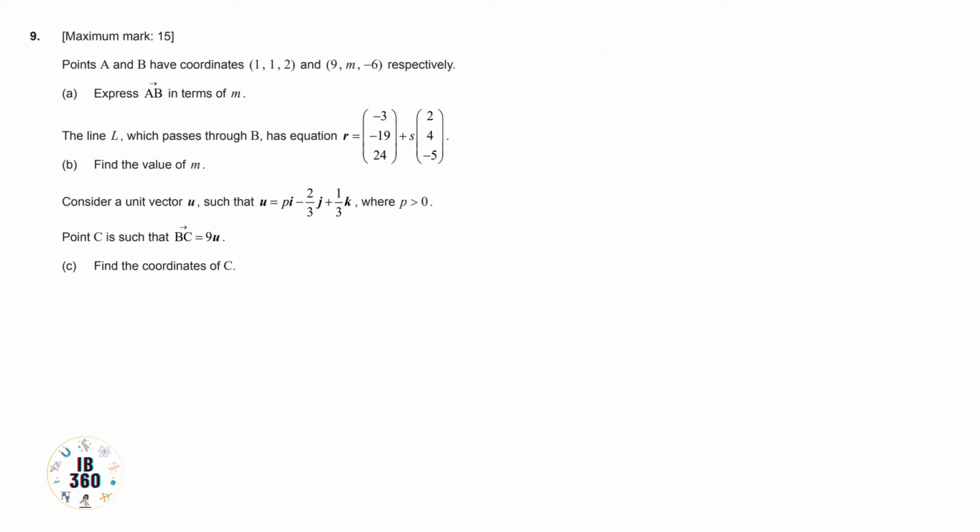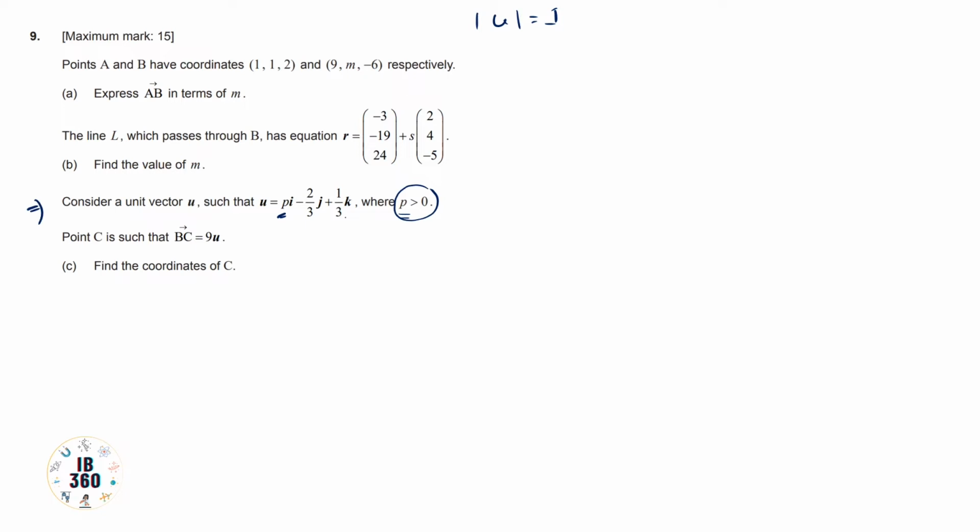So the third question is, consider a unit vector u such that u equals pi minus 2 by 3j plus 1 by 3k, where p is greater than 0. It is very important. Why it is very important, I will let you know. First, as it is a unit vector, mod of u will be 1, because for a unit vector the value is 1 obviously. Now first we have to find out the value of p.